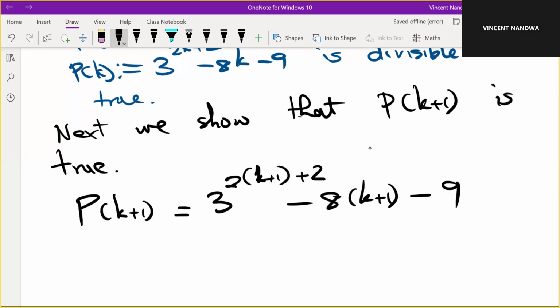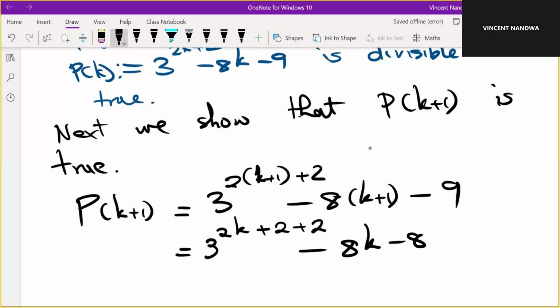Now, let's open this. This will have 3 raised to the power 2k+2+2, minus 8k, minus 8, minus 9. Do you agree?